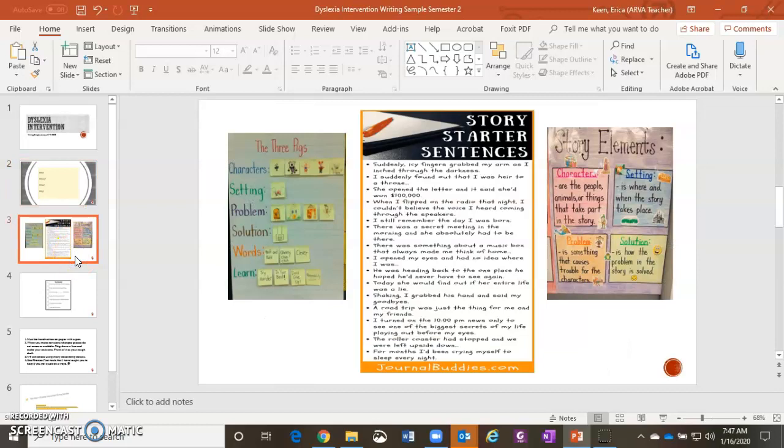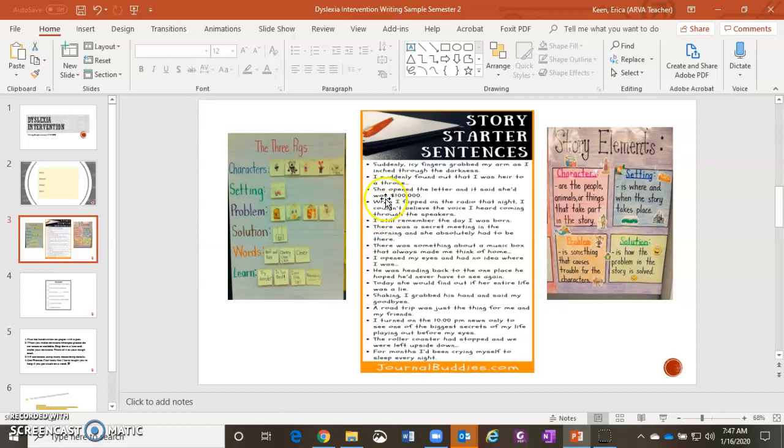So we talked about what the parts of the story are, things like characters, your who, your setting is your where. Sometimes stories have problems and solutions, but they don't always have to. Same thing for your story elements. And then we talked about story starters, okay? A hook or an opening sentence. Such as if I was going to tell you about Sally, I started out by saying, on a very cold and rainy May morning, Sally headed to the garden.